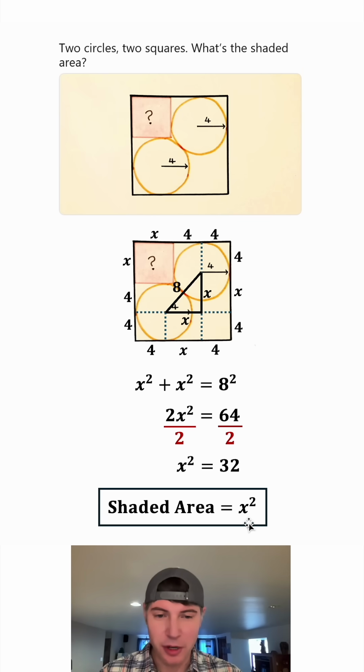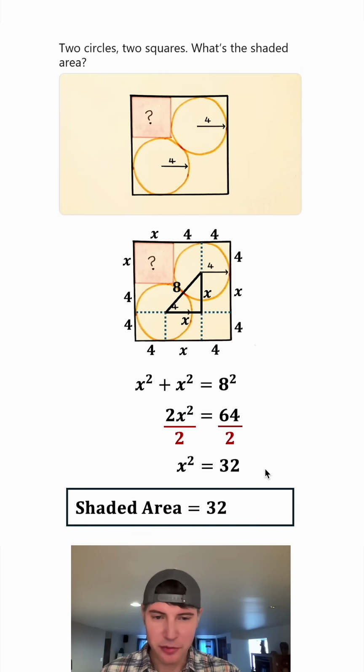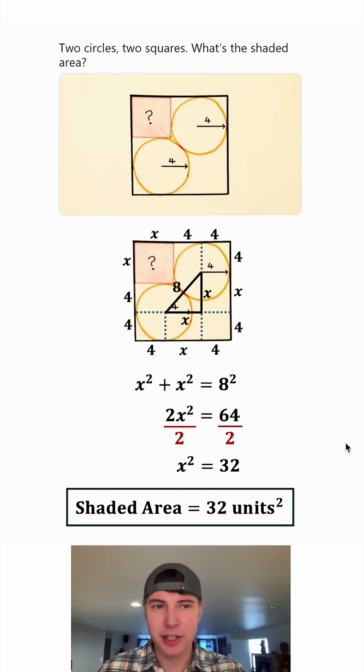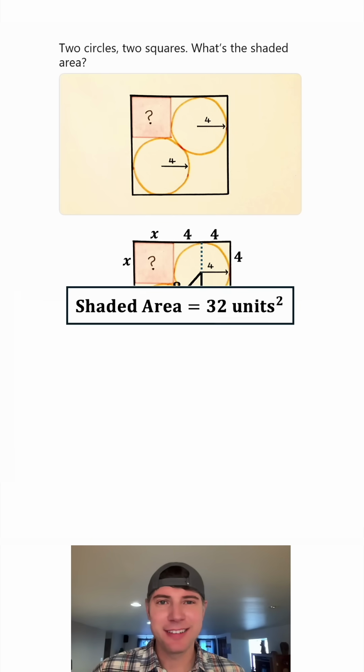Let's change this x squared into a 32. Let's make some room for a label, and there's no units mentioned, so we'll just put units squared. And this is the answer to our question. The shaded area is 32 units squared. How exciting. This was day 4.